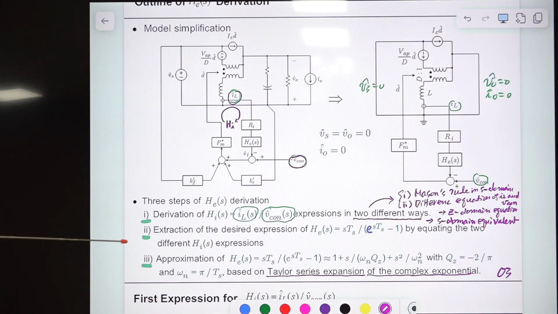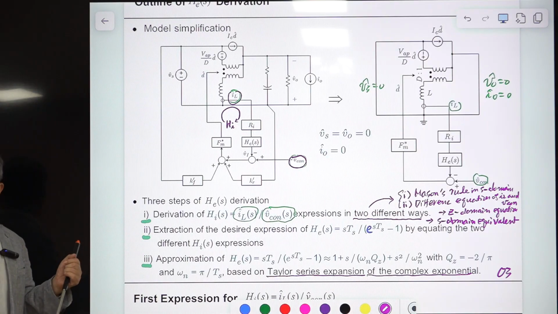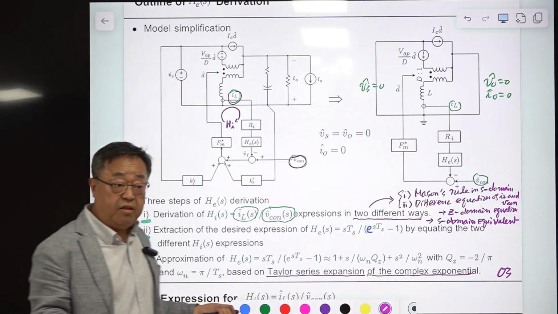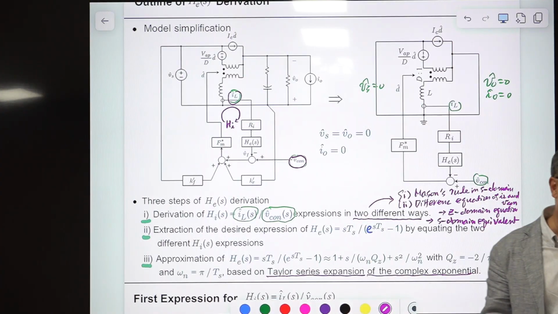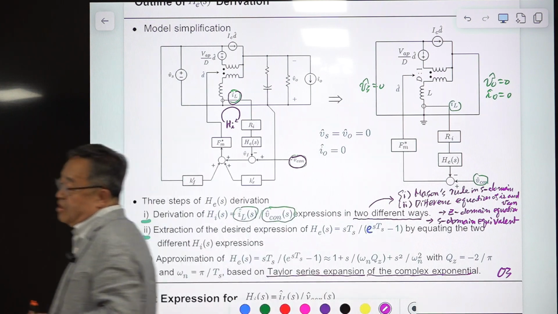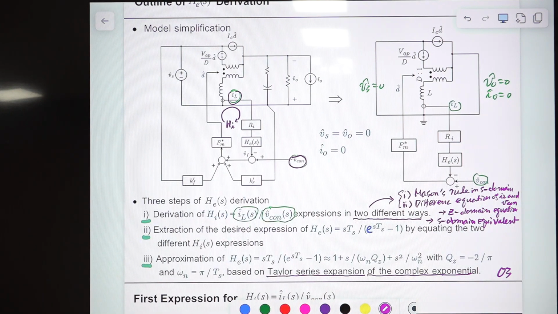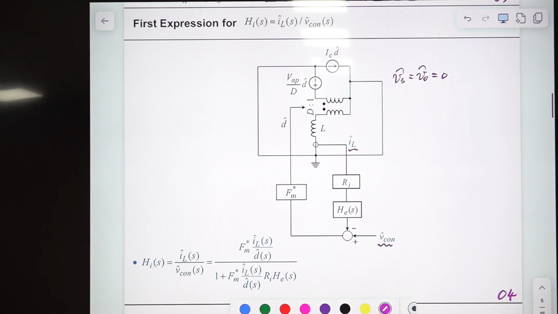So there are three steps. This is the most important part, understanding this. I explained every detail in my book, but they don't read that. They hate to read that. They're not trying to understand that. But follow this. I simplified all the details, and this is the first expression.